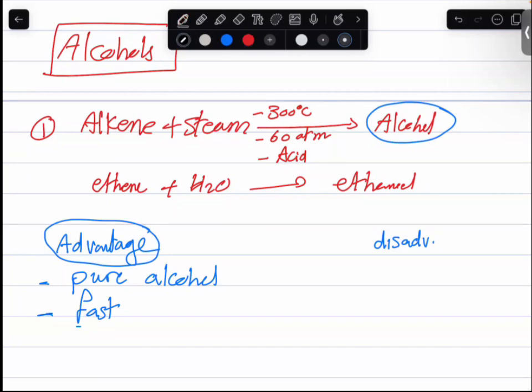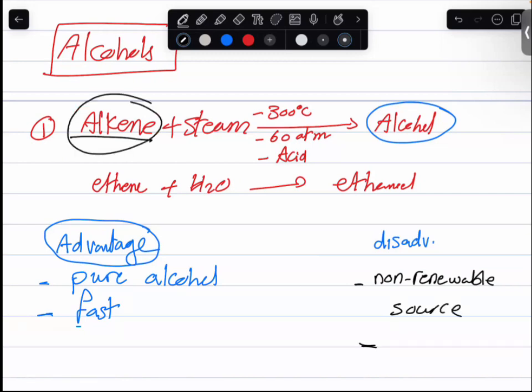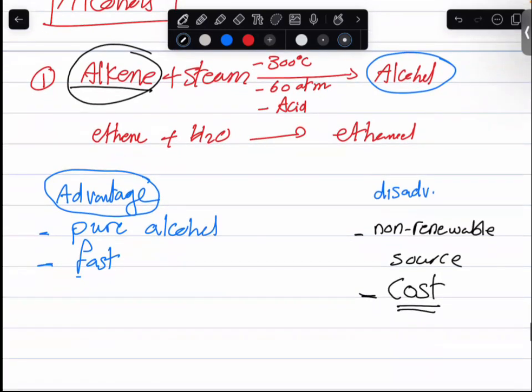The disadvantage of this reaction is that it uses a non-renewable source of energy, because alkenes we get from cracking of alkanes which exist in the crude oil, and crude oil is a non-renewable source of energy. The second problem is the cost of this process is higher than the other process, because we need very high temperature and very high pressure. So I cannot do it at home, for example.